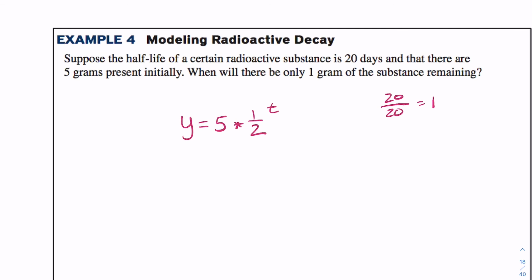And 20 over 20 equals 1, so that would make time 1, which would be 5 times 1/2 to the 1, or 5 times 1/2, which would make 2.5 grams left. So I just need to make sure I multiply by 20 later on. I could incorporate it here, but I think it's going to be a little bit more simple if I don't.